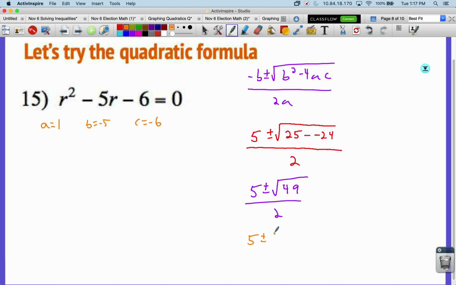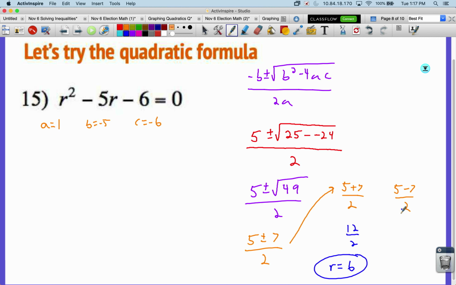5 plus or minus 7 all over 2, which we split into the two cases, 5 plus 7 over 2 and 5 minus 7 over 2. That gives us 12 over 2, which is 6. We should now write it with an r: r equals 6, and negative 2 over 2, which is negative 1, r equals negative 1. Again, this one was actually very easy to factor. We could have factored it into r minus 6 and r plus 1, and we would have gotten the answer a lot faster. But kind of like completing the square, quadratic formula will always work.